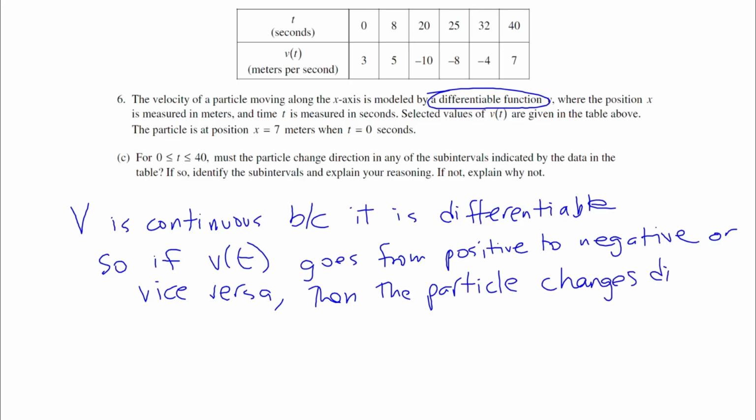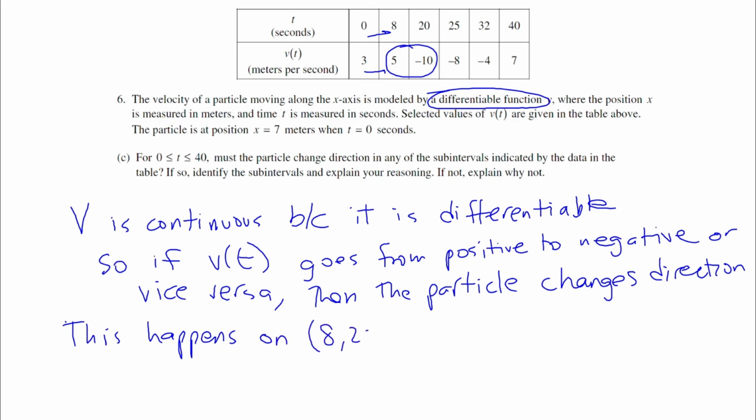what has to happen. And so if we look in the chart, well, between 0 and 8, it went from a velocity of 3 to a velocity of 5. So it doesn't necessarily change. From 8 to 20, though, it goes from 5 to -10. So we can say this happens on 8 to 20. And then it's still negative on these two, still negative on these two, but negative to positive here on 32 to 40. So we'll say and 32 to 40. So those are the 2 places when the particle changes directions.